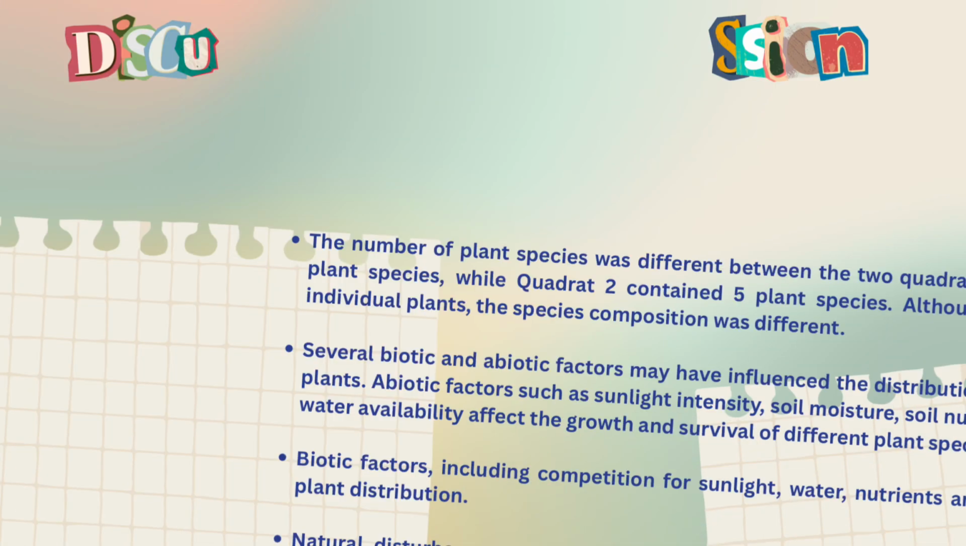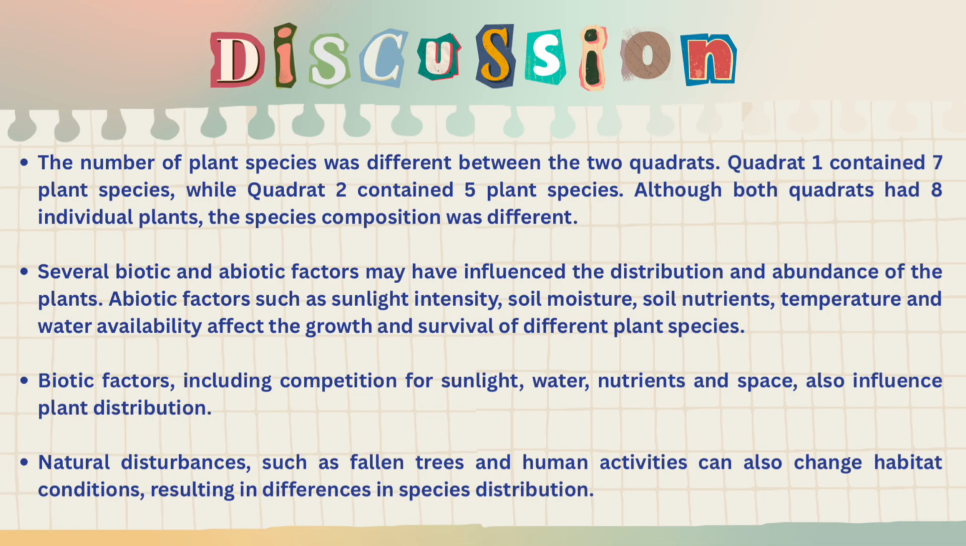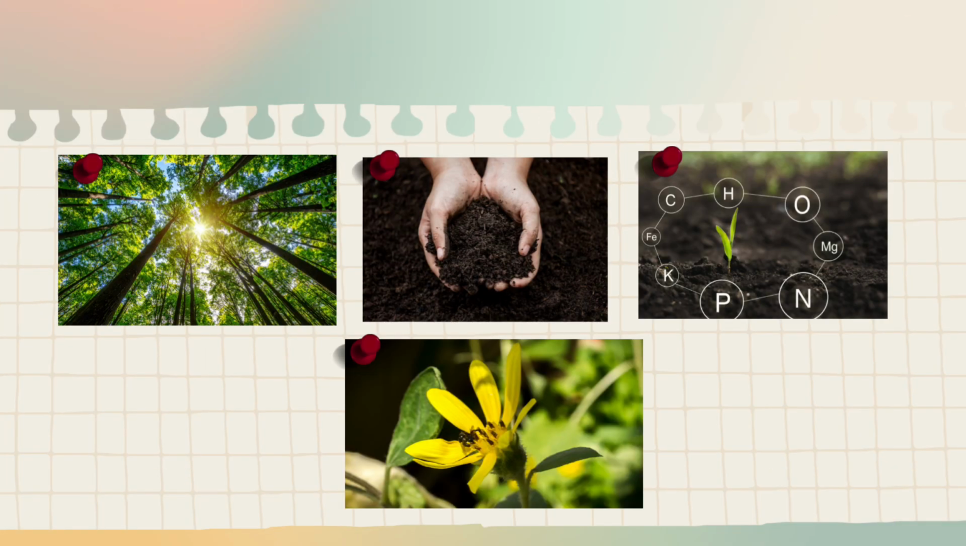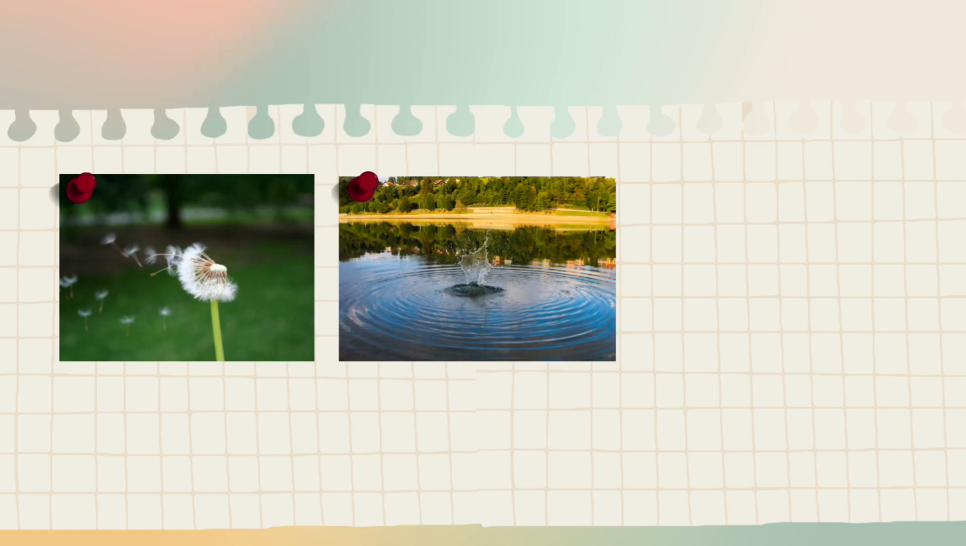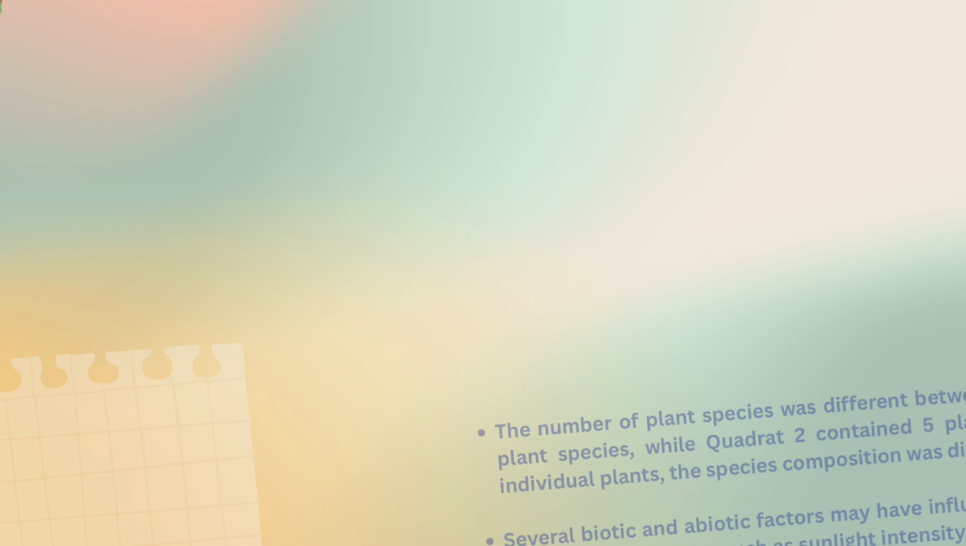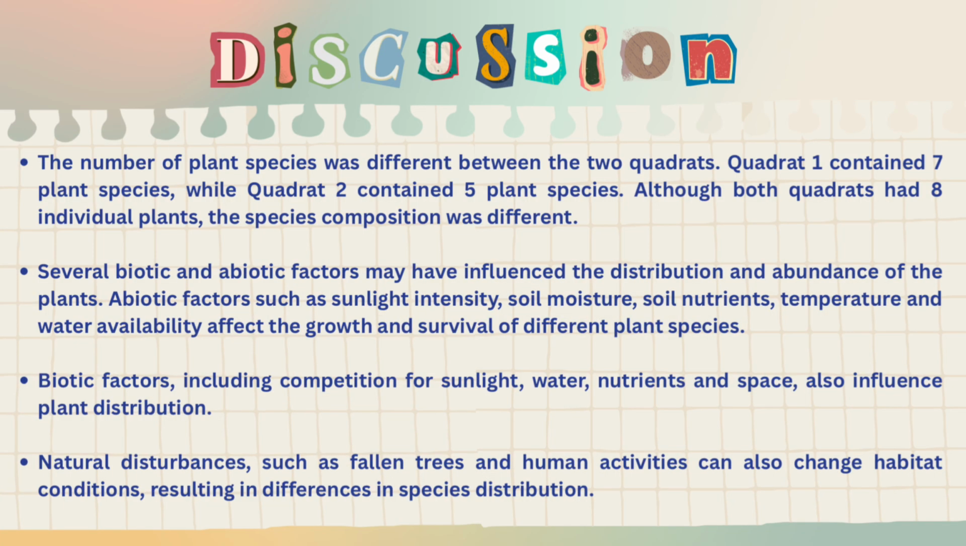So, the difference in plant distribution between the two quadrats was likely caused by several environmental factors. These include sunlight, soil moisture, nutrient availability, and competition among plants. Seed dispersal by wind or animals may also affect where plants grow. In addition, natural disturbance and human activities can influence plant abundance. These factors explain why some species were more common in one quadrat than the other.